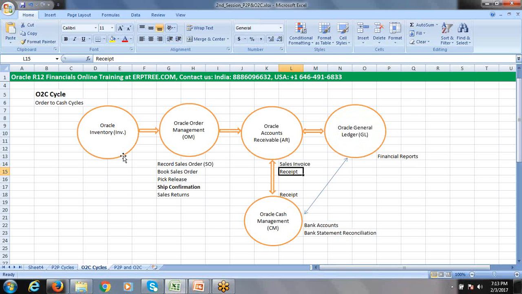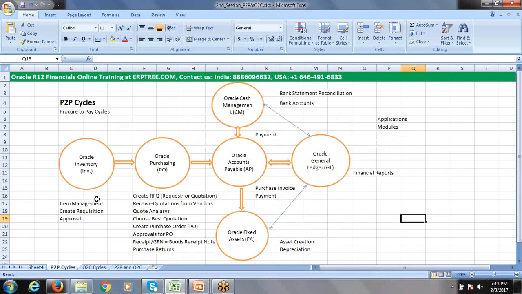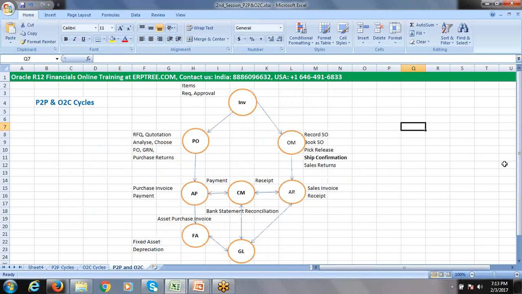This is what we discussed. The primary applications in the O2C cycle are OM and AR, and in P2P, as we discussed already, inventory, PO and AP are treated as the primary modules, or primary departments. Now, when you see these two cycles, how are they connected and working together? This is the diagram we have. In both P2P and O2C, inventory is involved, along with cash management and general ledger applications.